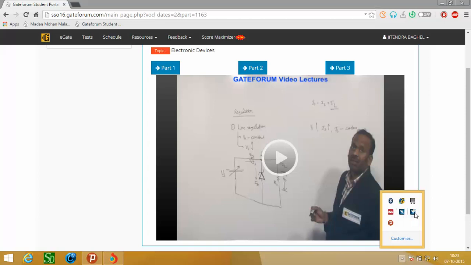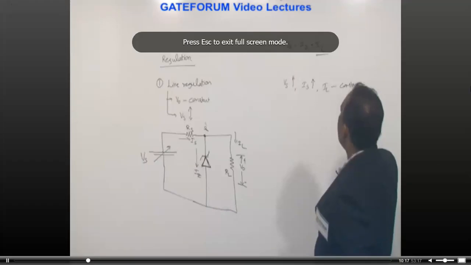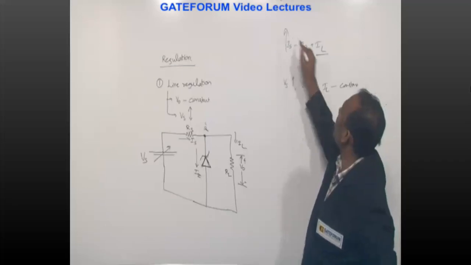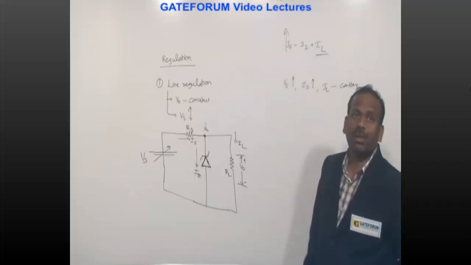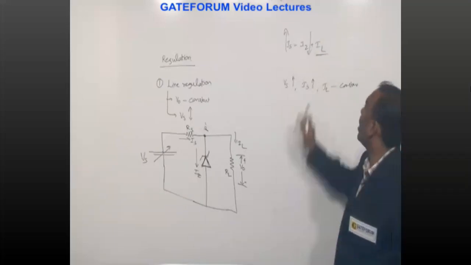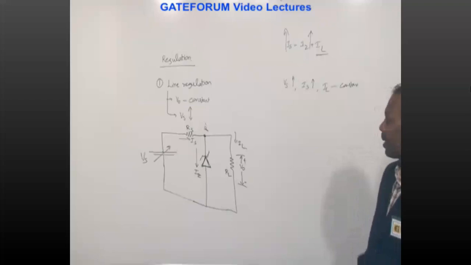Then in order to satisfy this equation, see here, IS is increasing, and this is constant. So what is going to happen? For this equation to be satisfied, IZ also has to increase.